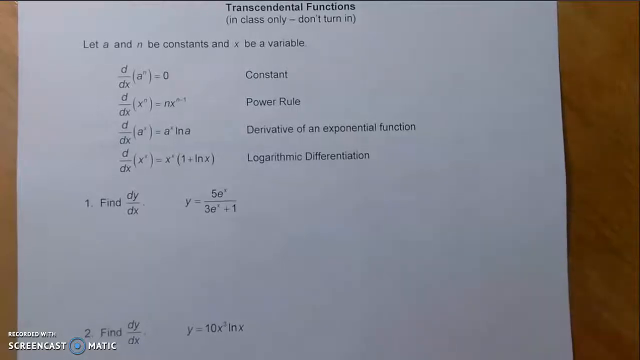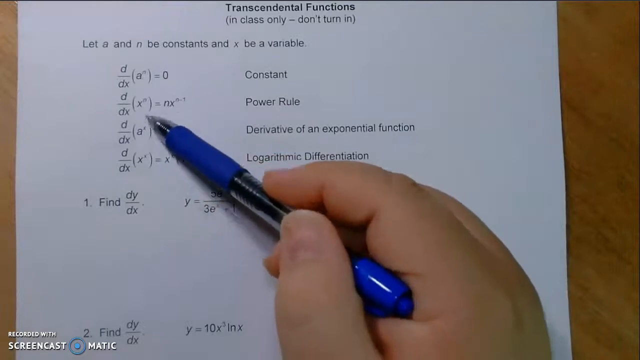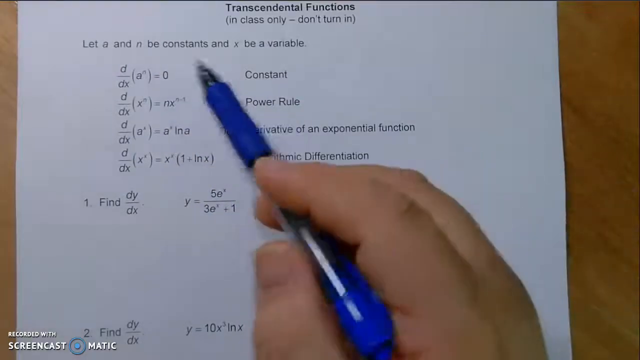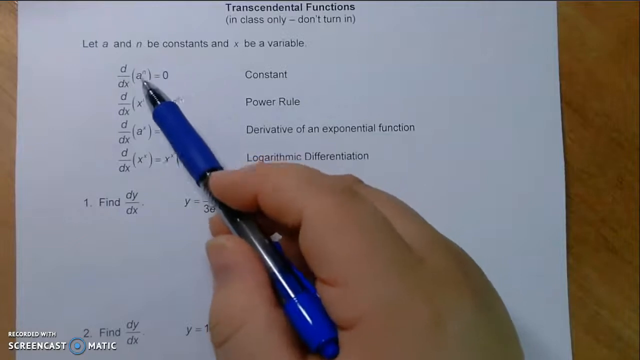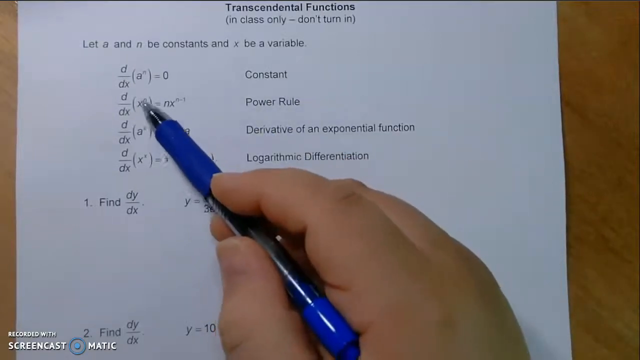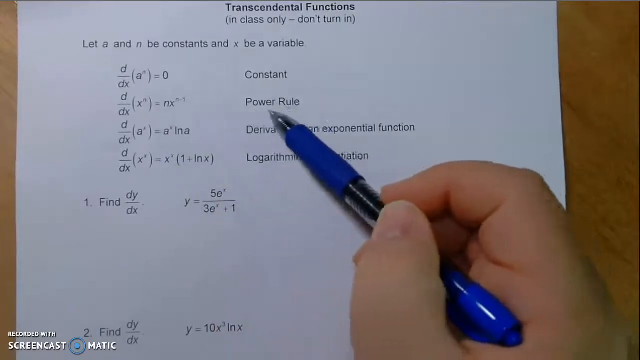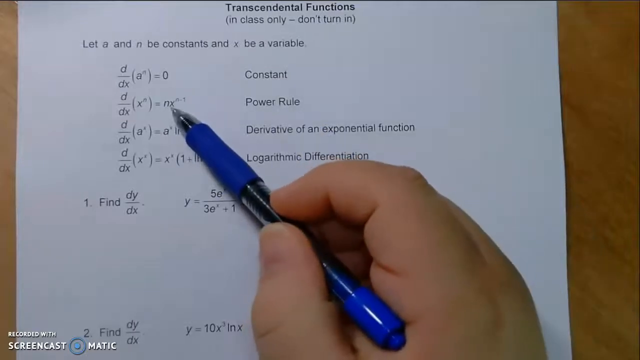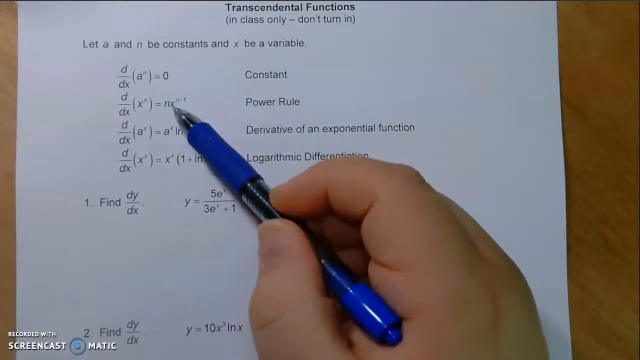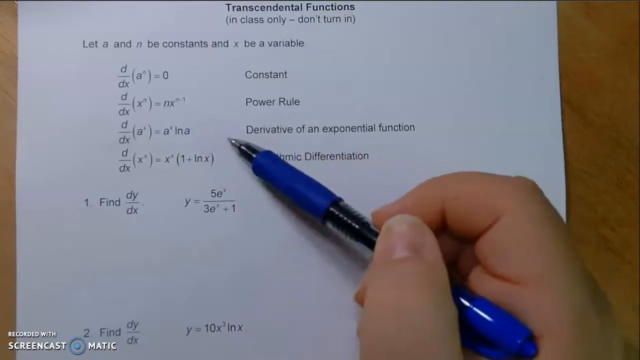Alright, we're going to go through our transcendental functions calculus review today. And we're going to start by just looking at these powers here. A is a constant, x is a variable, n is a constant. So if we have a to the n, that's just a number. So the derivative of a number is a constant, that's 0. If we have x to the n, that's a variable to a constant power. That's where we're going to use our power rule. We bring down the power, then we rewrite the constant or the variable expression and subtract 1 from the power.